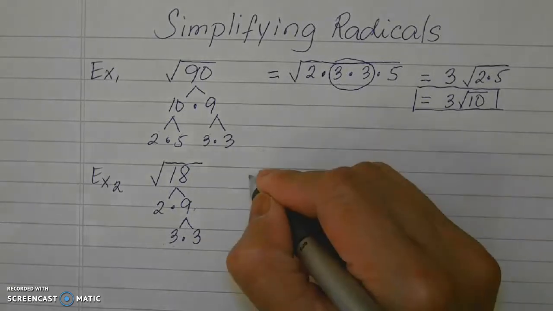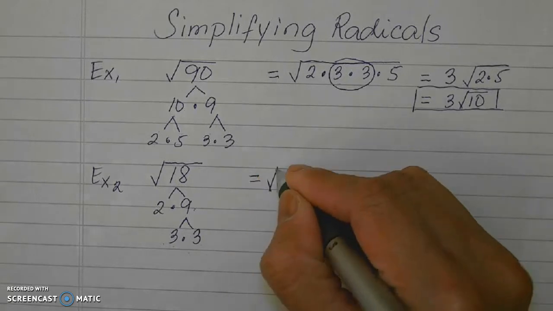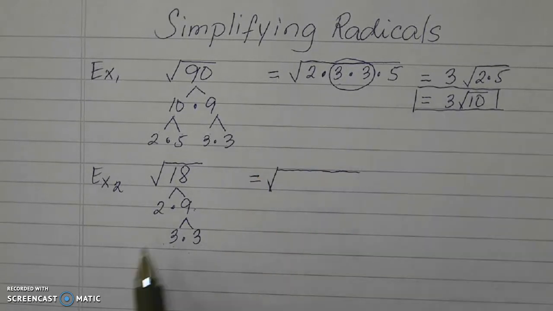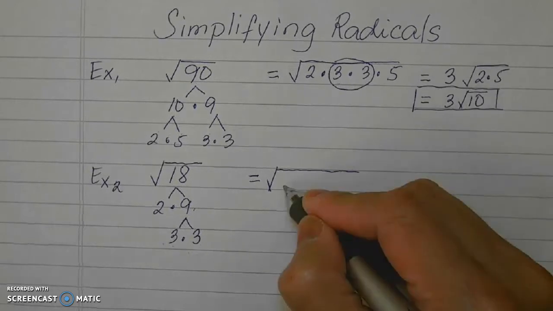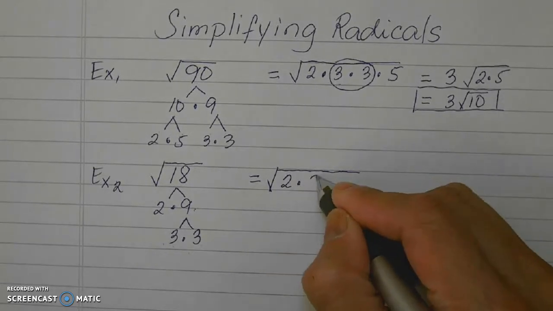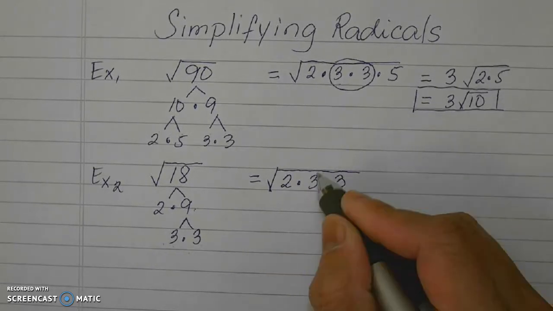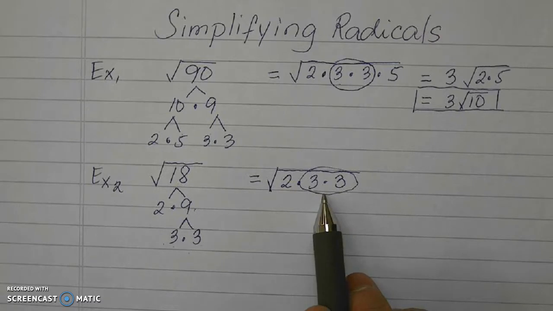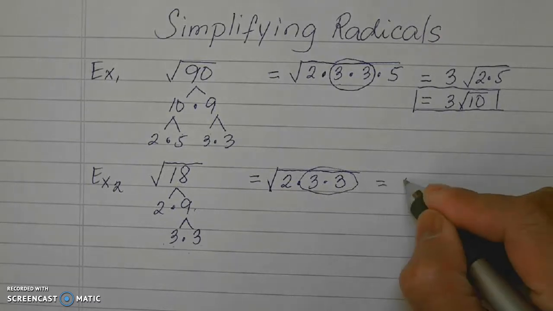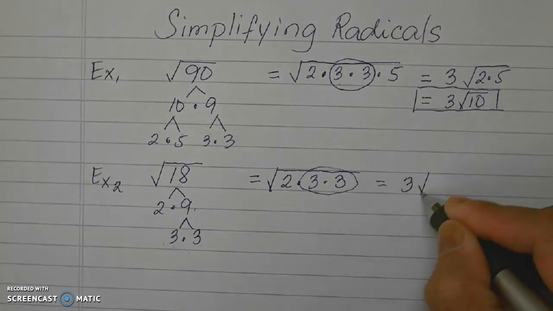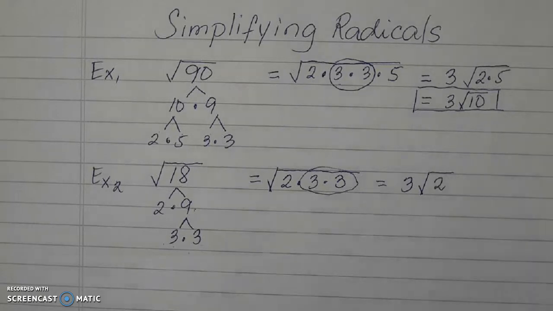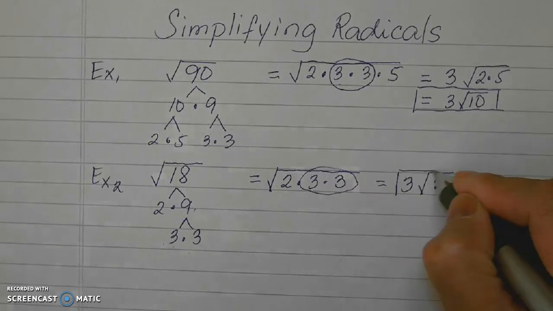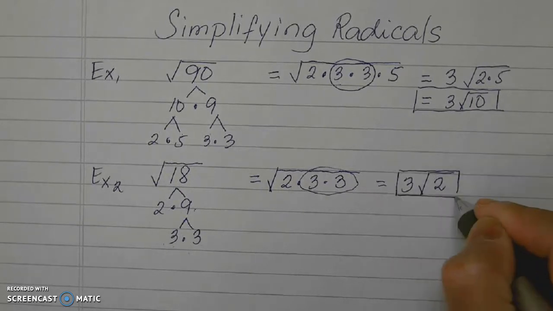So therefore, if you write this under the radical sign, again, I would suggest to arrange them from least to greatest. So 2 times 3 times 3. These are pairs. And again, 3 times 3 is the same as 9. The square root of 9 is a 3. And 2 is left inside because there is no pair for 2. Therefore, your answer is 3 square root of 2.